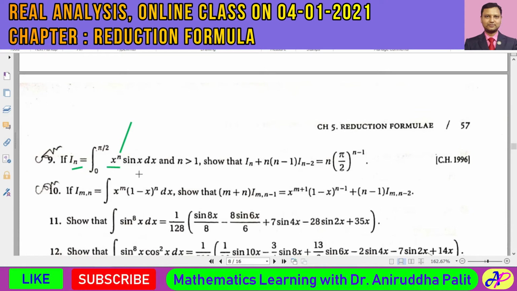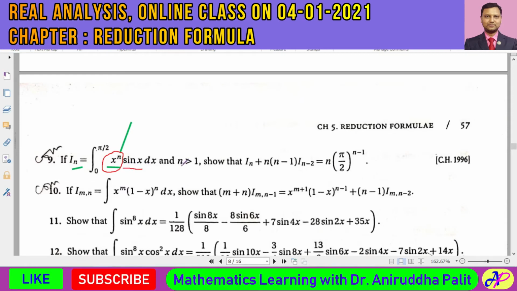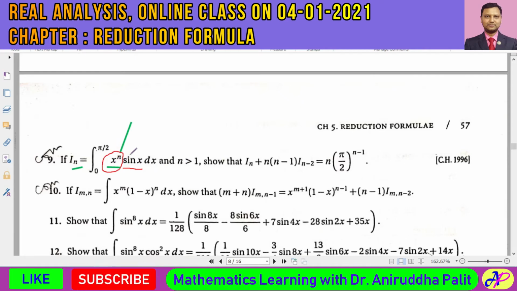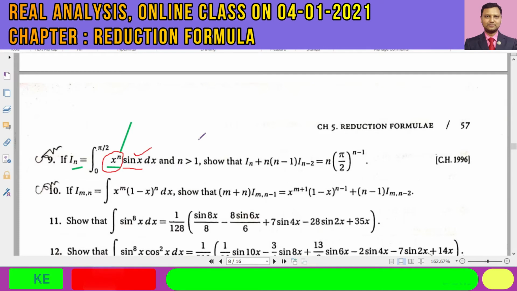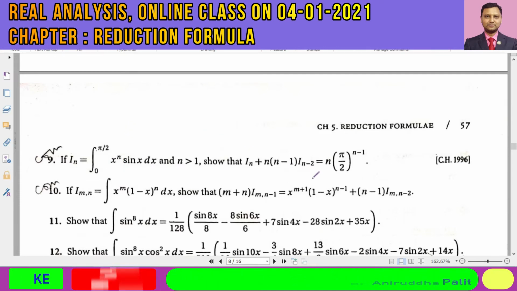That is possible if we consider this function x to the power of n as the first function. Got it? If we consider x to the power of n as the first function, then the first function is differentiated in integration by parts, and the second function is integrated. So it is clear that we need to consider x to the power of n as the first function, and sine of x as the second function. This much is clear from the given question.